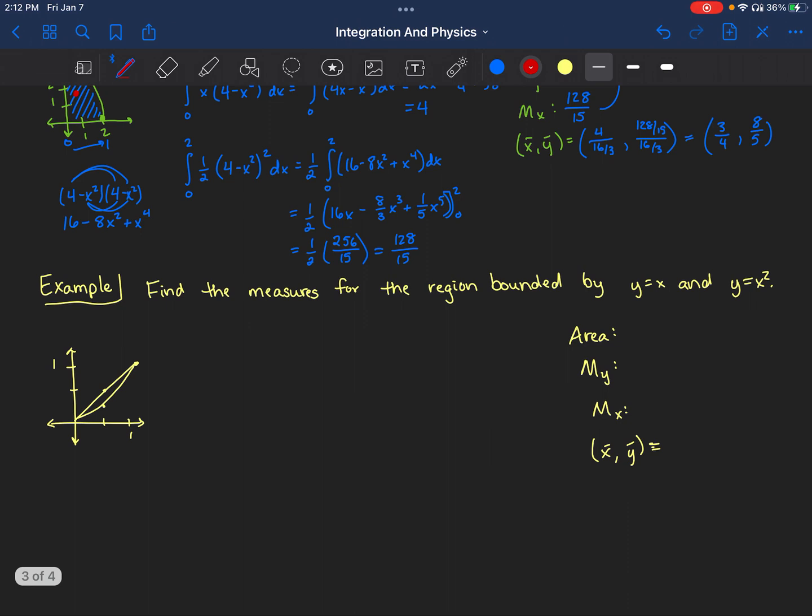The other one that I want to do is one that actually uses two functions, and I tried to pick two functions that weren't too ugly to deal with.